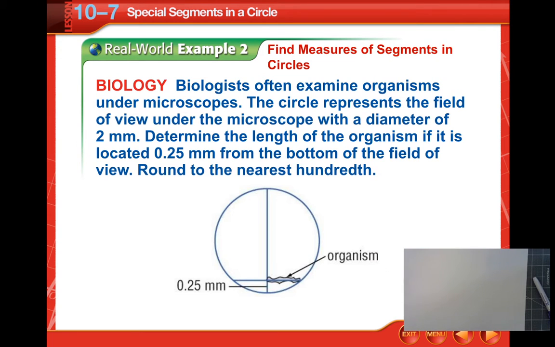All right, so we know a couple things. We know that the diameter is 2 millimeters.